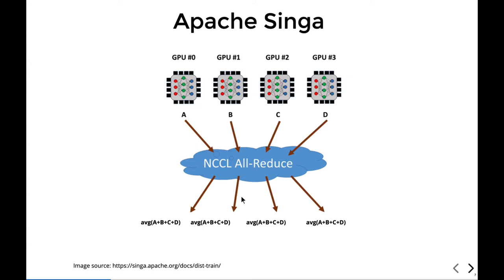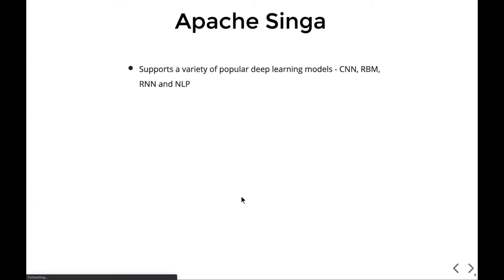distribute them all to each of the machines to make the model up to date in each iteration. So this is a very fast way to optimize the communication over the GPU system, the set of machines.